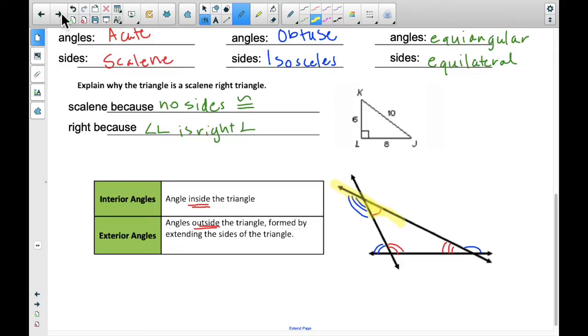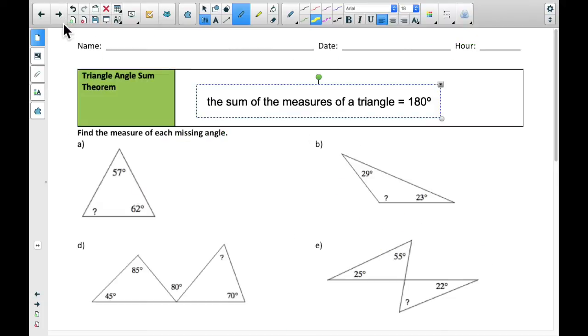Now, I have to turn my page, but this is on your first page. It got bumped. So the triangle angle sum theorem says that the sum of the measures of the triangle adds up to 180. So you can write that there on page 43. And once you get that written down, then go ahead and turn your page.